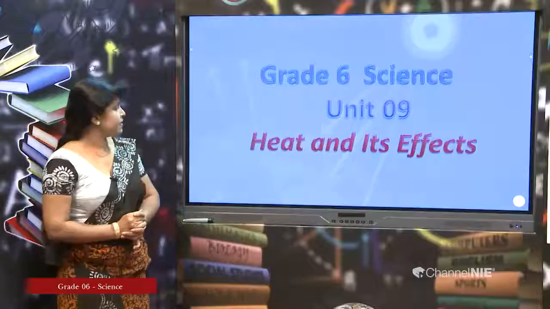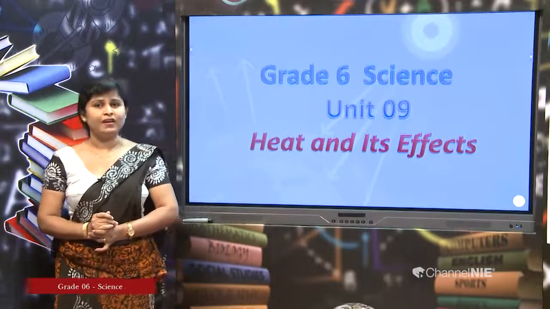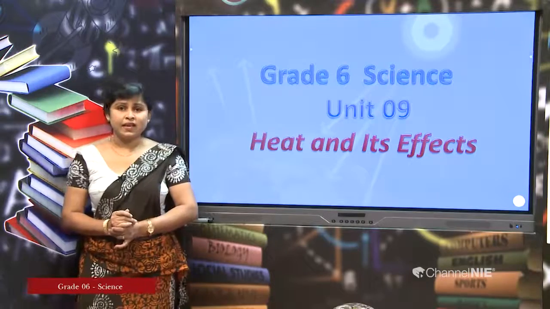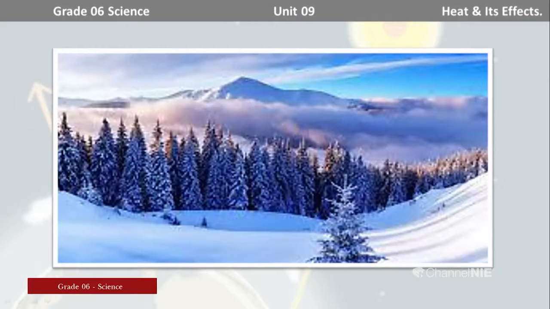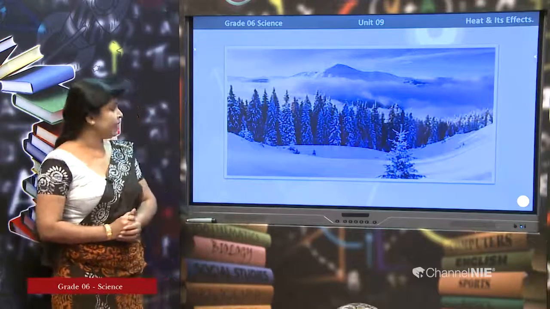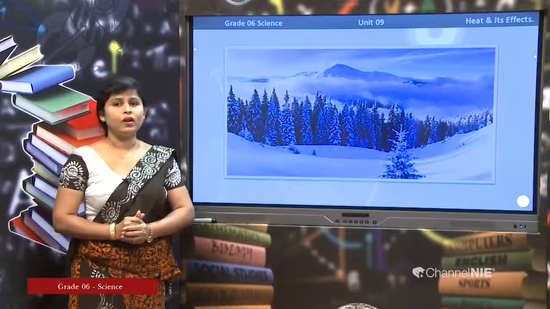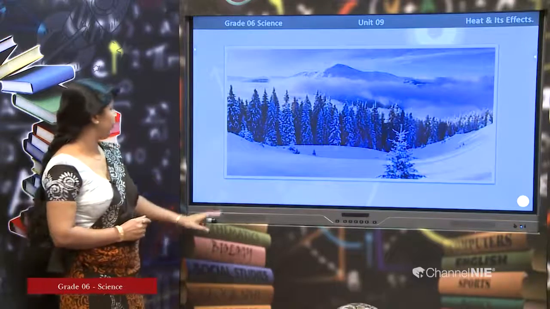Today our lesson is heat and its effects, that is unit 9 of your textbook. I would like to start the lesson with a nice picture. Let's see. Yes, look at the screen. What can you see on the screen? You can see a nice picture. Everything in the environment is covered with snow. So we can say that it is an extreme cold climate. What is it? Extreme cold climate.